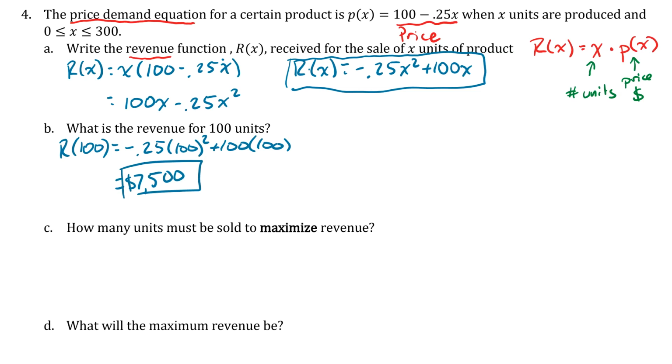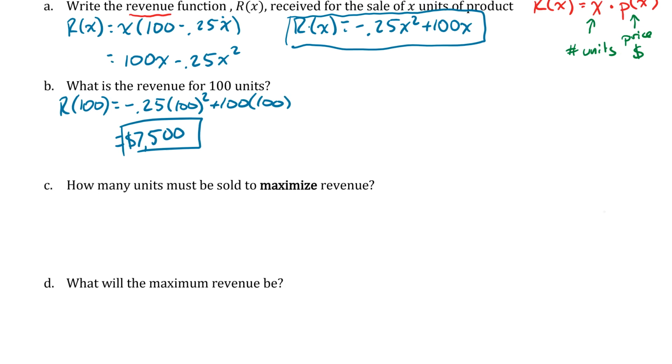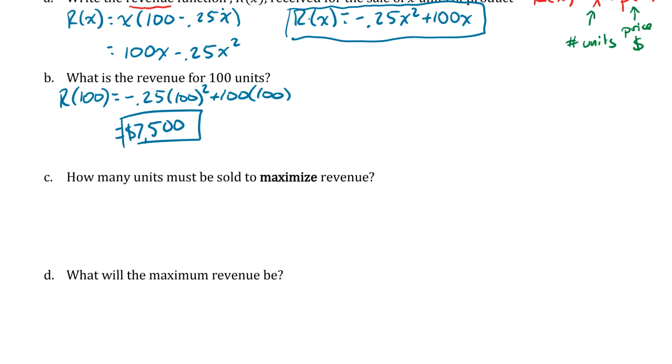Part C, how many units must be sold to maximize revenue? Now this one's going to be a little bit different. We're dealing with a quadratic function because we have that square in there. To find the maximum of a quadratic function, you need to remember one thing: negative b over 2a. If you can remember this, then you're going to be good to go for maximizing revenue and maximizing these different functions.